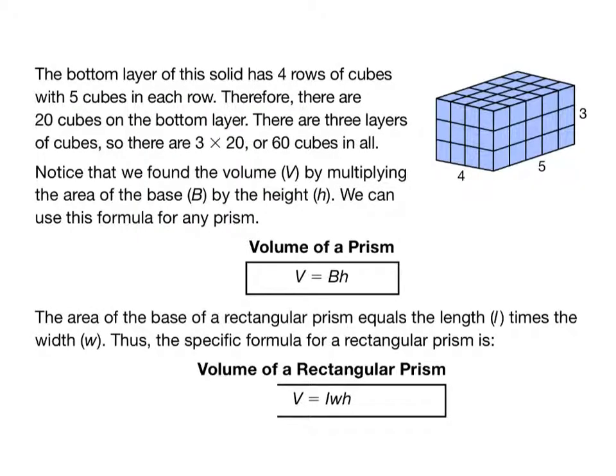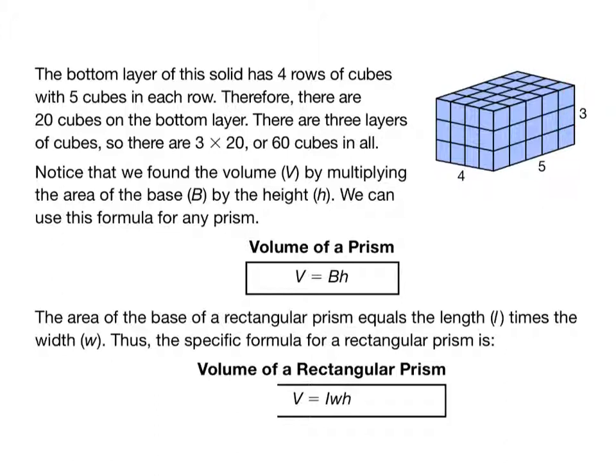Here we have an example of what a three-dimensional figure looks like. You want to draw this. There are 4 rows of cubes. There are 5 cubes in each row, right? And then there are 3 layers of cubes.